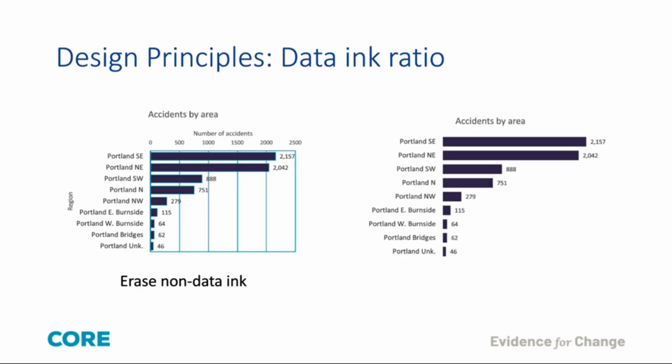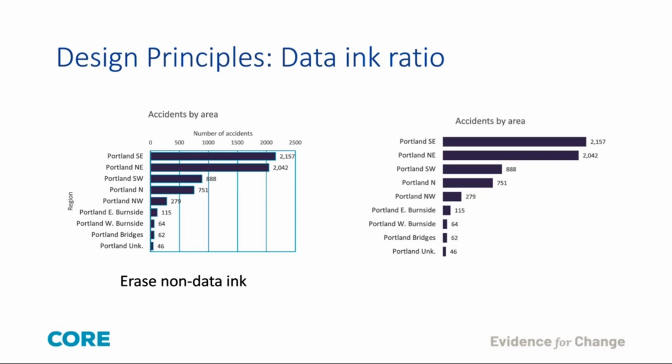Next slide, please. So we have two examples here. They show the same data. On the left side, this is a Microsoft default, I think. And on the right side is a cleaned up version. So what we want to do is erase the non-data ink. In this case, it would be the bounding box, the reference lines. You might have some extraneous labels.